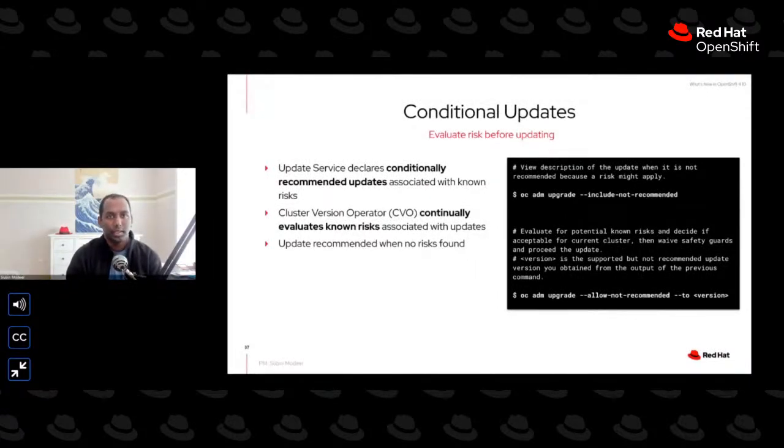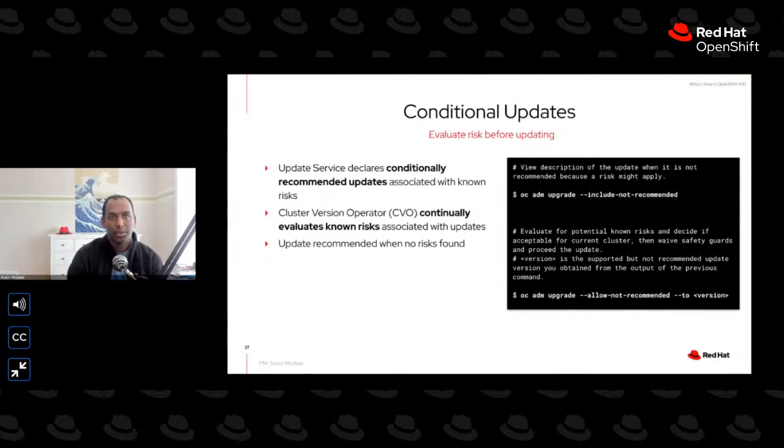In 4.10, cluster admins will see a new feature called conditional updates. The OpenShift update service can declare in the update graph conditionally recommended updates. The cluster version operator will look at these conditionally recommended updates and give information to the cluster admin on what are the updates which are supported but not recommended for the cluster.